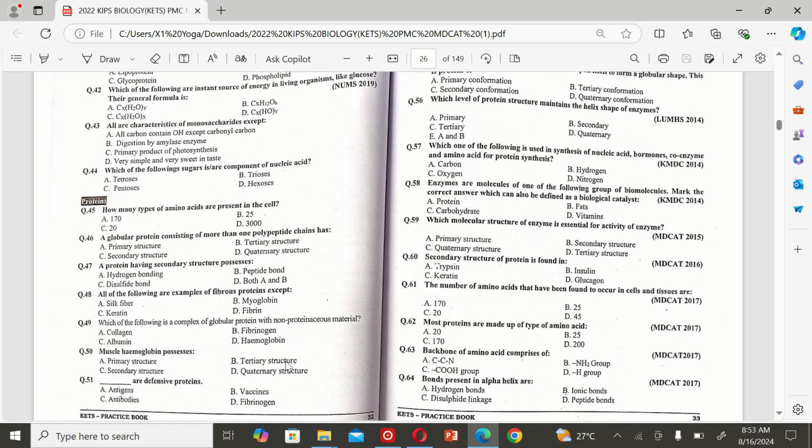The next MCQ is: muscle hemoglobin possesses A, primary structure, B, tertiary structure, C, secondary structure, and D, quaternary structure. So the correct option is B, tertiary structure.